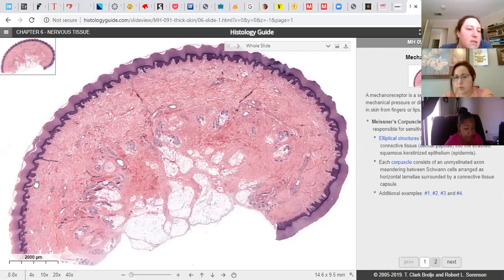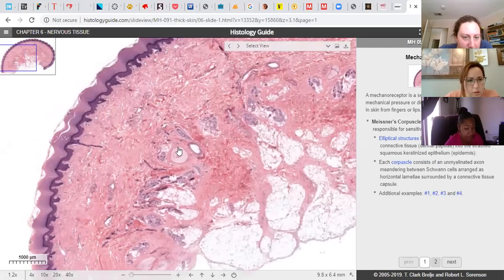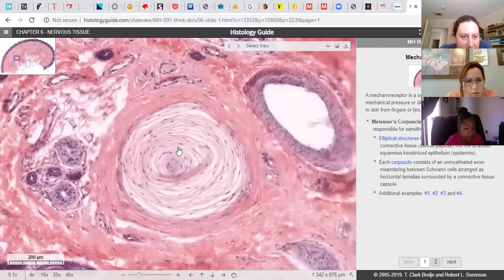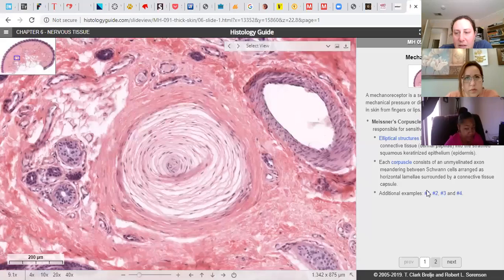So the Meissner's are way up here. I always get them backwards, but these are super easy to find because they're gigantic. This onion thing, that's the corpuscle. Oh yeah, sorry, these are Meissner's. I don't know why, I always say them backwards. So this is Meissner's corpuscle, this whole giant thing. It lets us feel pressure.